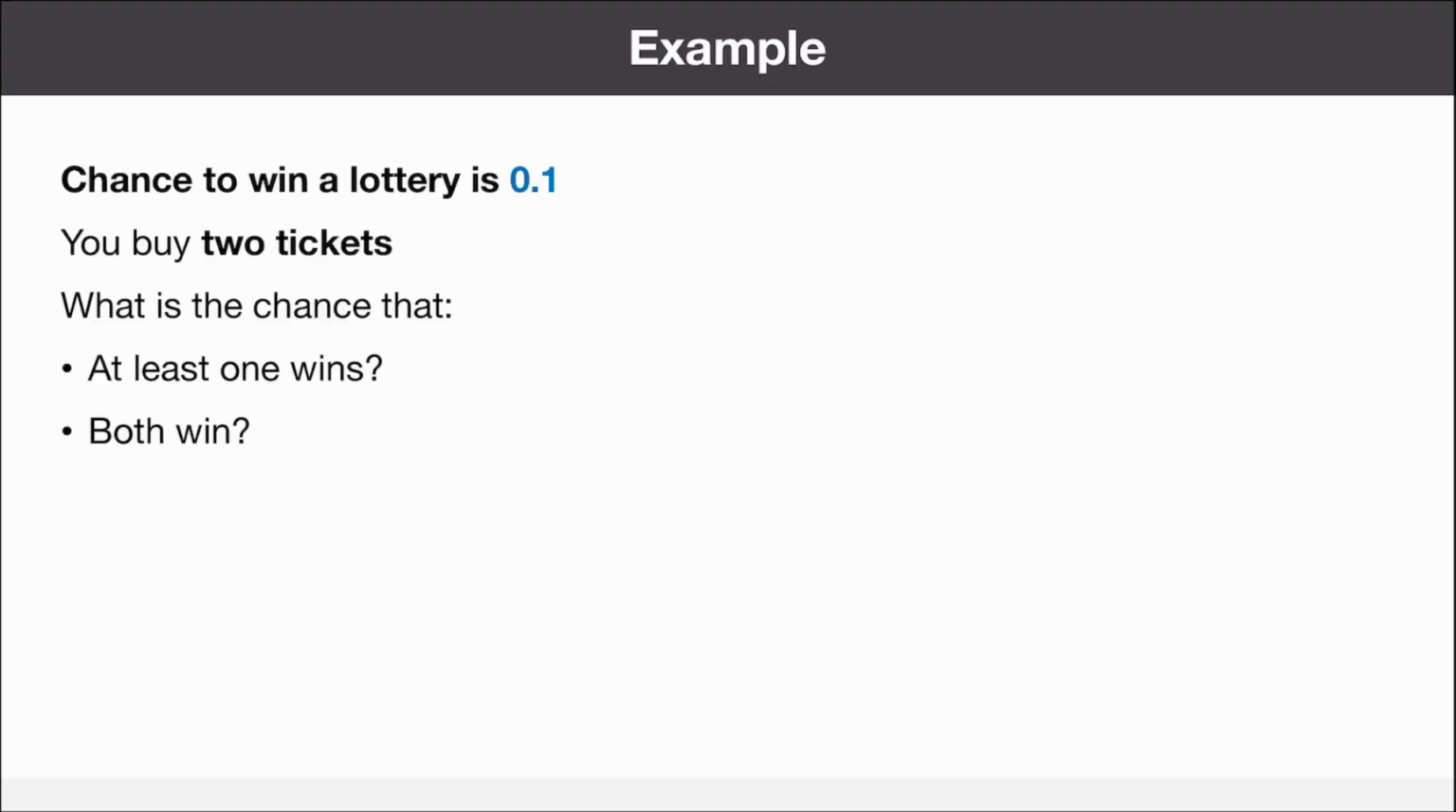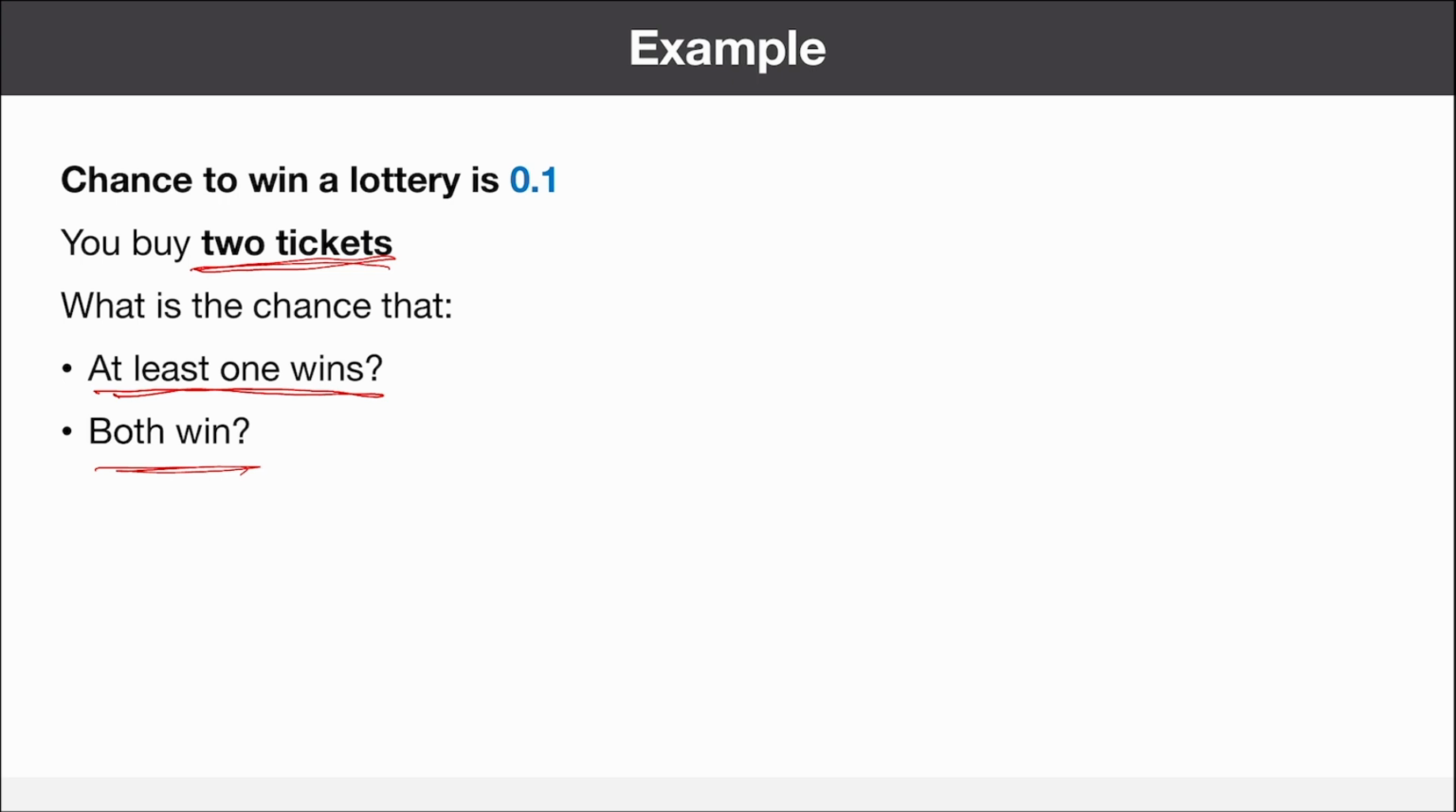Now let's take another example. Let's say that you bought a lottery ticket and you know the chance of winning is 0.1. So every 1 out of 10 lottery tickets gives you a win, right? What if you buy 2 tickets? What's the chance that at least one will win? And what's the chance that both will win? Okay, set this video on pause, try to solve it, and then come back for the solution.